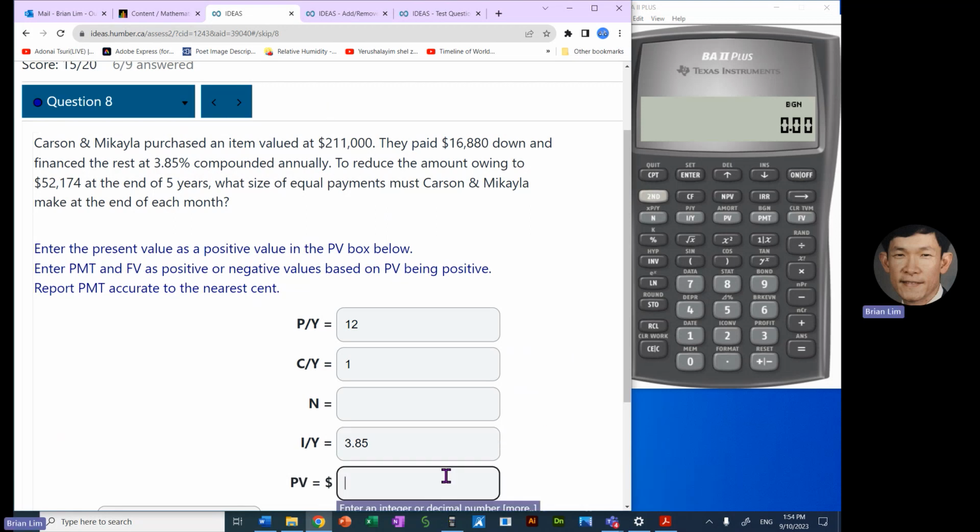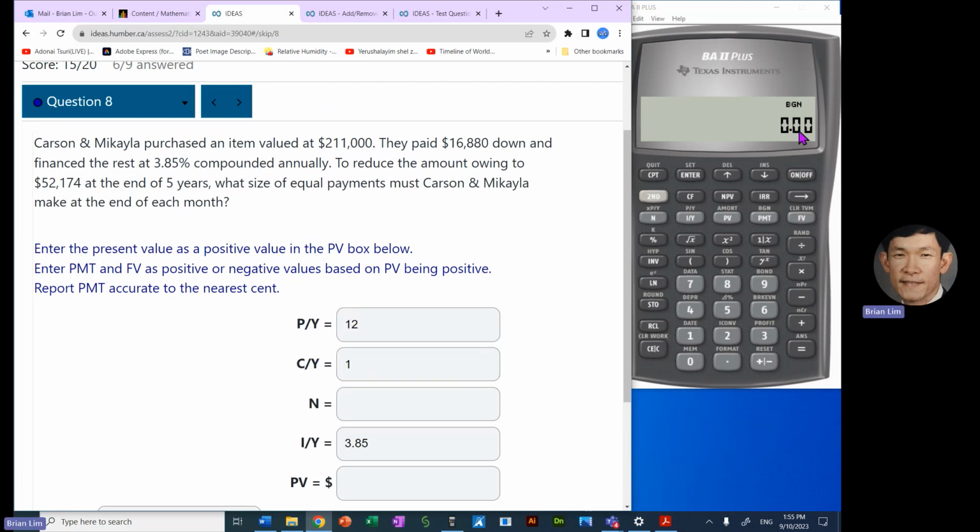Now we come to the present value. What is the present value? Well, the value of the item is $211,000, but they paid 16,880. So we'll need to do a bit of subtraction, but let's go one step at a time and put in the PY and CY.